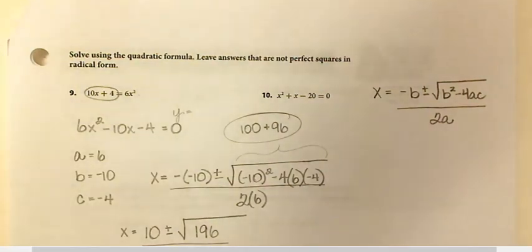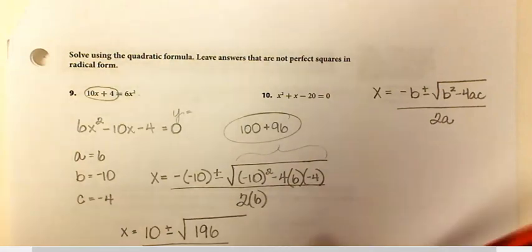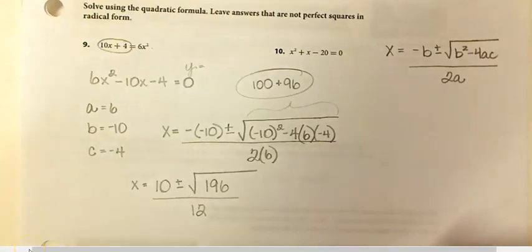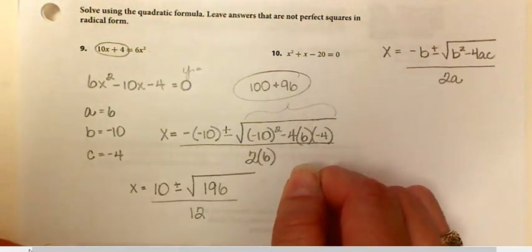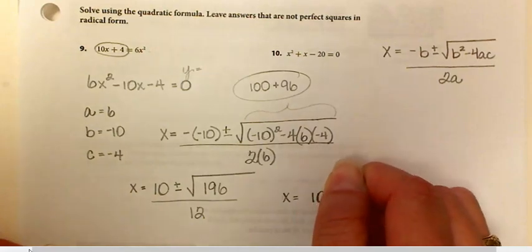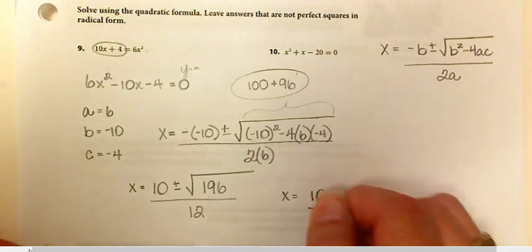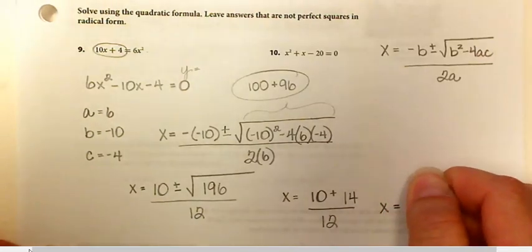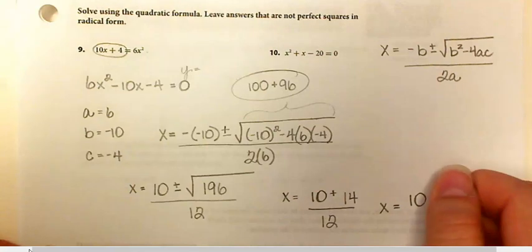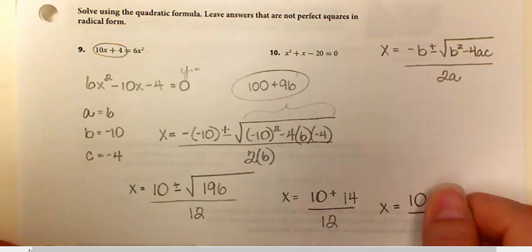Now you get to go get a calculator because we're going to square root 196, even though I think the square root of 196 is 14, but let's double check. Okay, so yes, the square root of 196 is 14. So your two solutions are going to be 10 plus 14 over 12. And your other solution is 10 minus that square root of 196, so 10 minus 14 divided by 12.